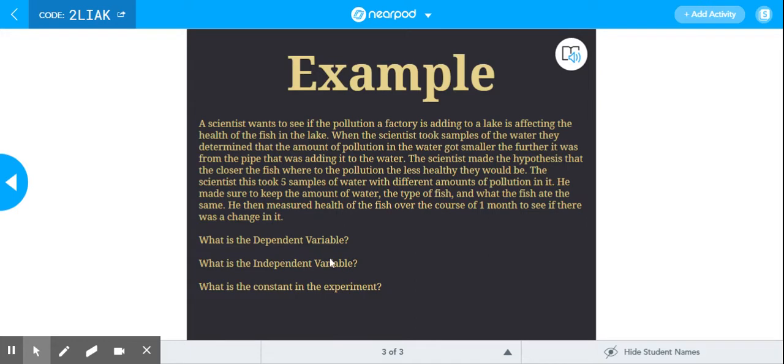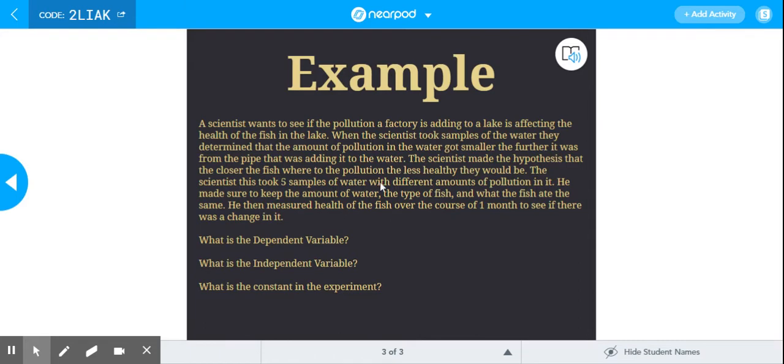Now, our independent variable is the thing that's going to change, that we, as in you and I, are going to manipulate in this experiment. So the scientist took samples of the water. He determined that the amount of pollution in the water got smaller the further it was from the pipe that was adding it to the water. The scientist made a hypothesis that the closer the fish were to pollution, the less healthy they'd be.